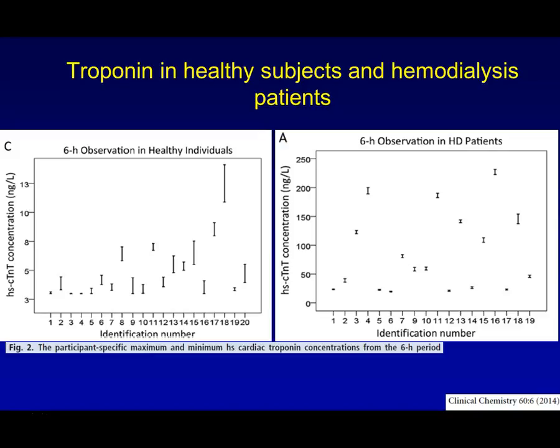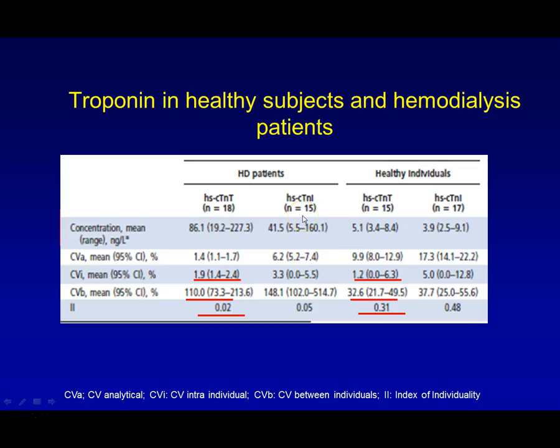When we check out dialysis patients, it should be noted that the range of the y-axis is much higher than in healthy individuals without a myocardial infarction. So this is the first sign that the reference values are difficult to use here. What we see is that within a subject there is small variation, but there's a huge between subject variation. This is also calculated.